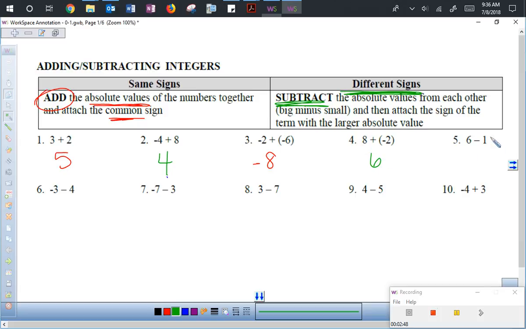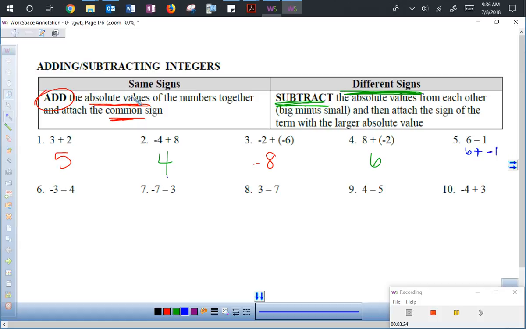Now on number 5, this one's a little easy. It's 6 minus 1. We all know what that is, but what I want us to do is get a little bit of practice in rewriting this, because we are much better at adding numbers than we are at subtracting numbers. So instead of saying 6 minus 1, I want us to rewrite that as 6 plus negative 1.